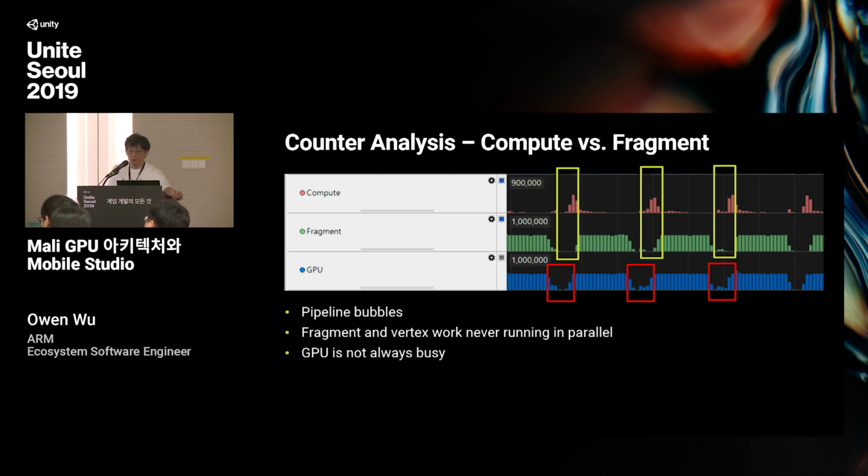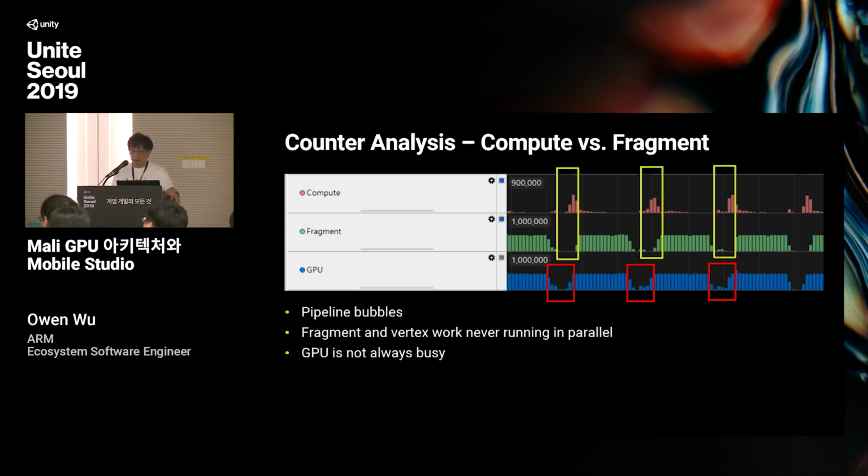Usually you will need to look at the utilization of two workloads first, compute and fragment. From the utilization numbers, you will get an idea of how parallel the GPU is working. From this chart, we can see some problems in the yellow rectangles here and here. There are many pipeline bubbles, and that means the fragment and the vertex shader are not running in parallel. Sometimes you can see there are some gaps.